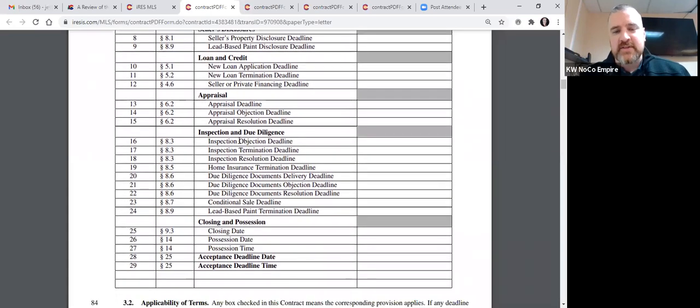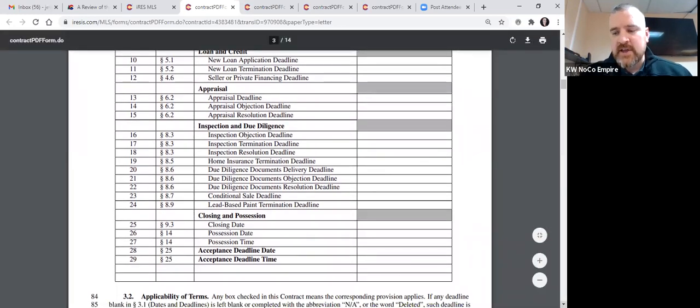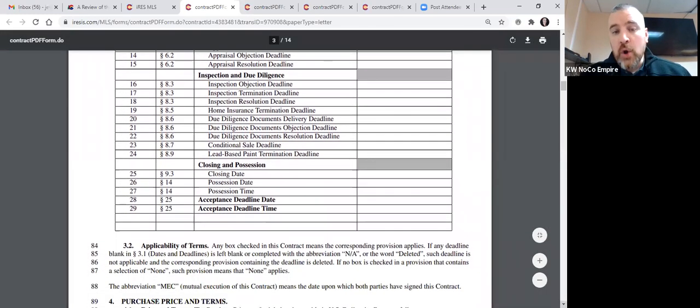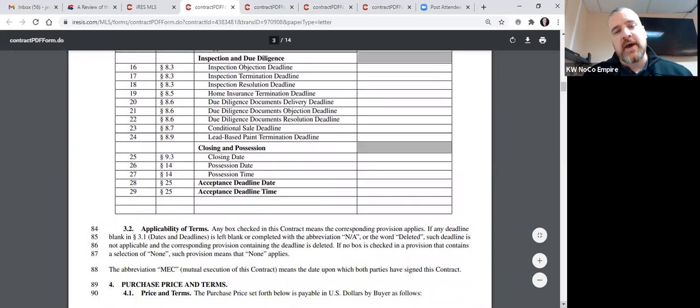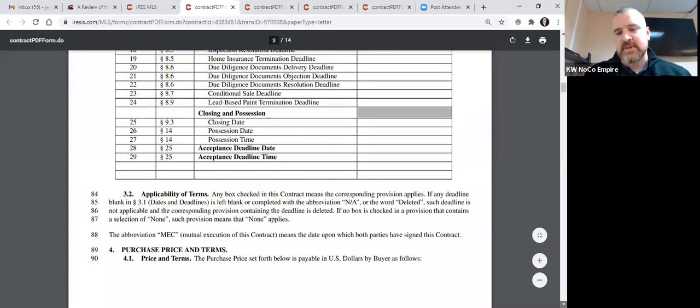Again, operate similar to the contract to buy and sell residential. Home insurance termination deadline, it's not the property insurance termination deadline, it is just the home insurance. So that makes sense, right? But otherwise it operates in a similar capacity. Due diligence documents, similar. Conditional sale, similar. Lead-based paint termination, similar. Closing date, possession date, all that other stuff, the same.